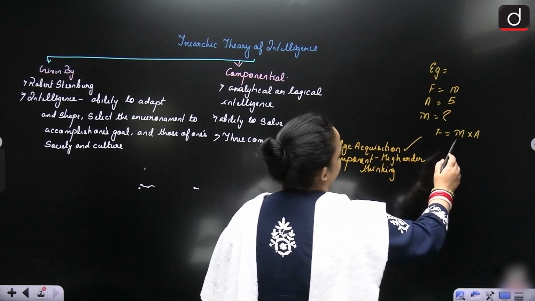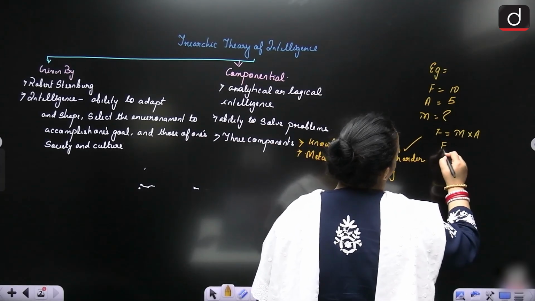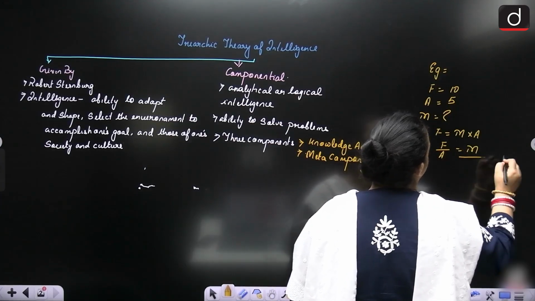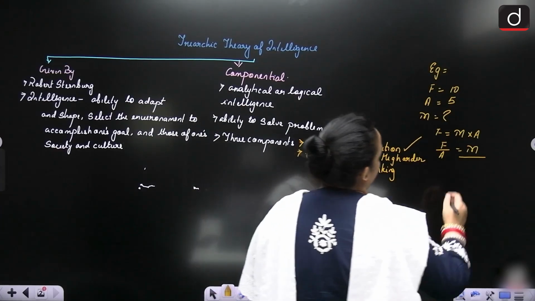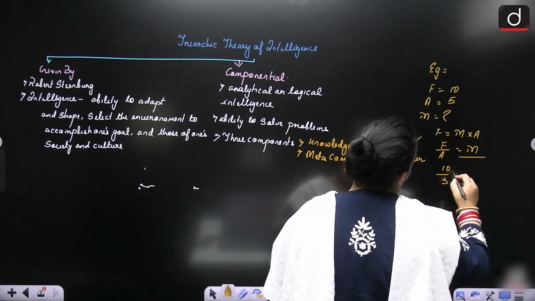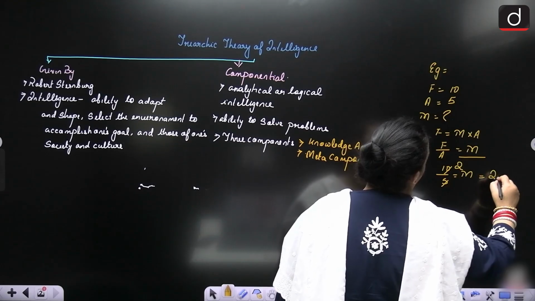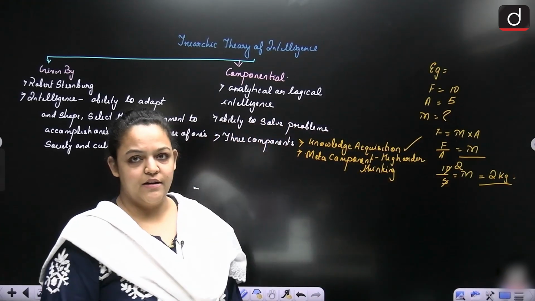So, you know that you have to find out mass. So, what will you do? You will bring A over here, okay? This is going to give you mass, all right? Force by acceleration. So, force is 10, acceleration is 5. So, 2 kg is going to be your mass over here, fine, okay?